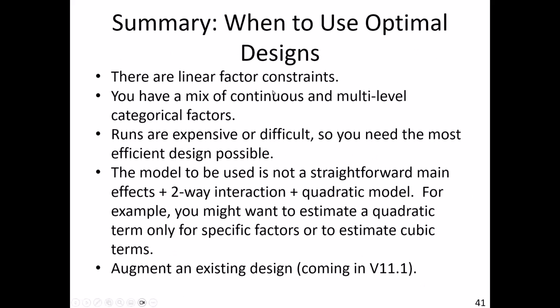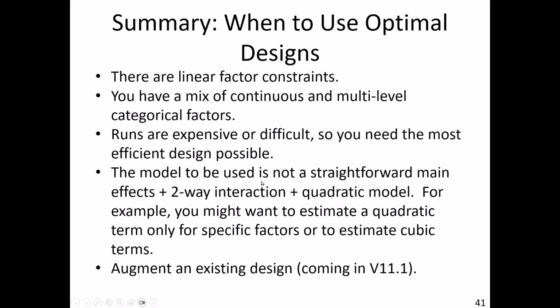So in summary, when would you use an optimal design? 1, if you have linear factor constraints. Then you really have no choice. You have to use an optimal design. You have a mix of continuous and multi-level categorical factors, and if the number of levels or the number of categorical factors is large, then that quickly blows up on you, so you want to have a more efficient design, then an optimal design would make sense. In general, if the runs are expensive or difficult and you need the most efficient design possible, use an optimal design.